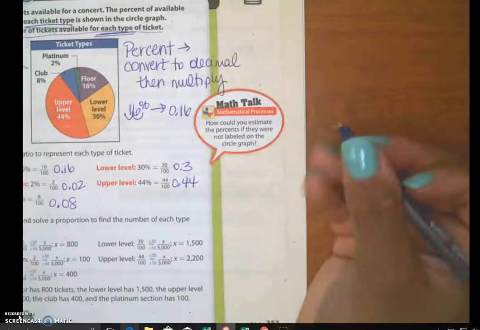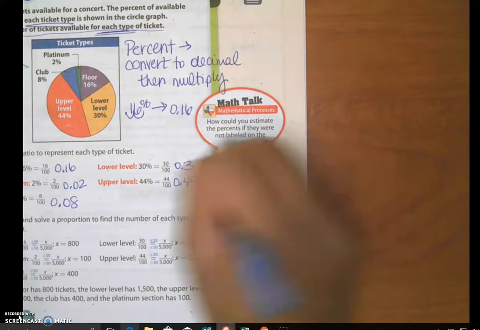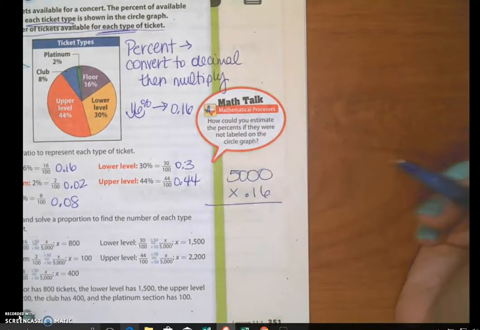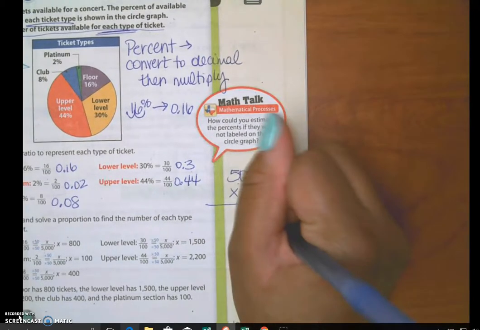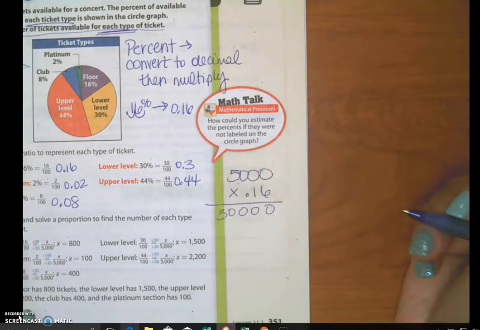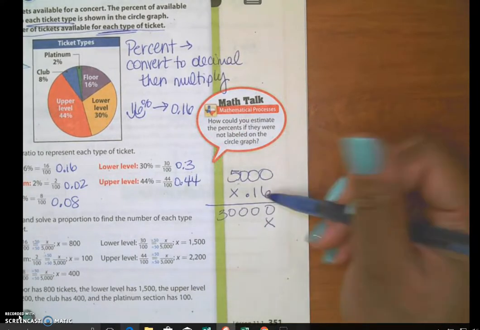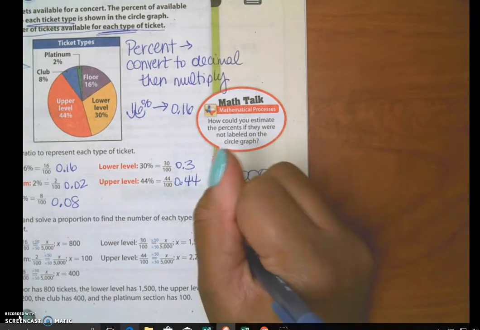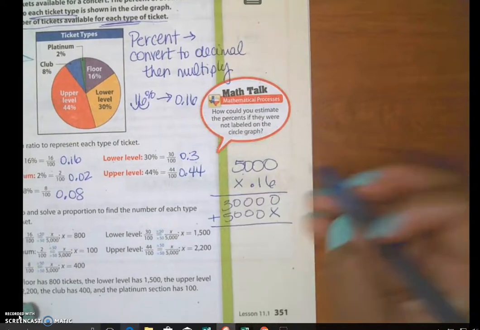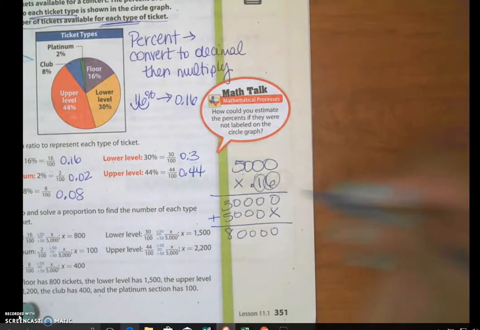So come over here to the side where you have room. 5,000 times 0.16. If 6 times 5 is 30, 6 times 5,000 is 30,000. 3 zeros, 4,000, and 30. Bring down your place. If 1 times 5 is 5, 1 times 5,000 is 5,000. 3 zeros, and then a 5. Add. 0, 0, 0, 0. 5 plus 3 is 8. Move your decimal 2 times because there's 2 numbers after each decimal.